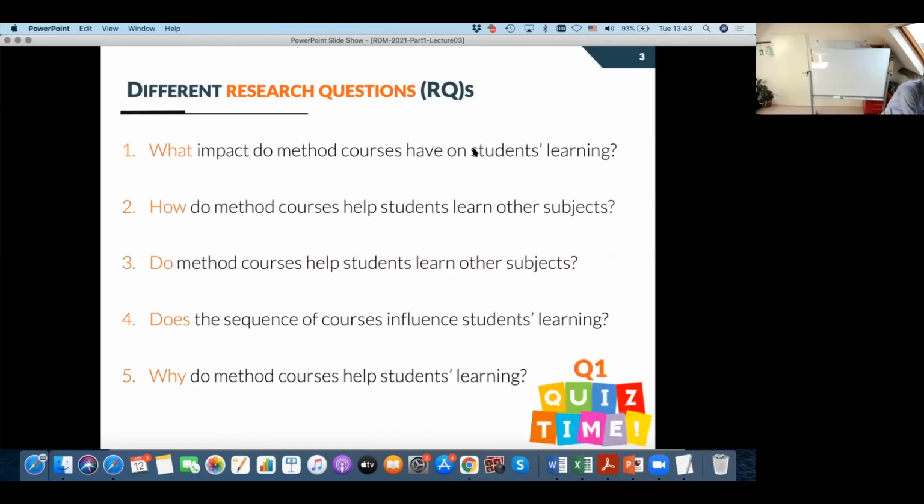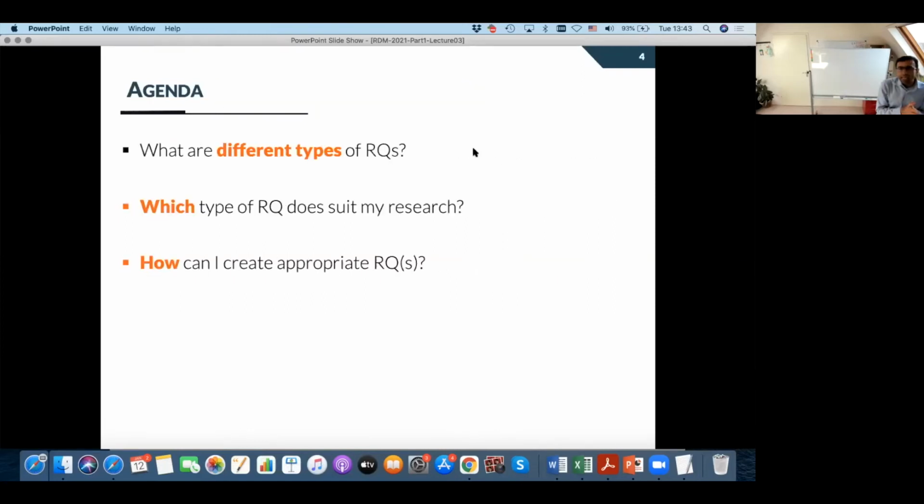So that's basically what we are going to talk about today. Different types of research questions, which type of research question works best for my own research, and a couple of exercises that help us now in this session and later in your whole thesis and research process in crafting, developing, improving your research questions.